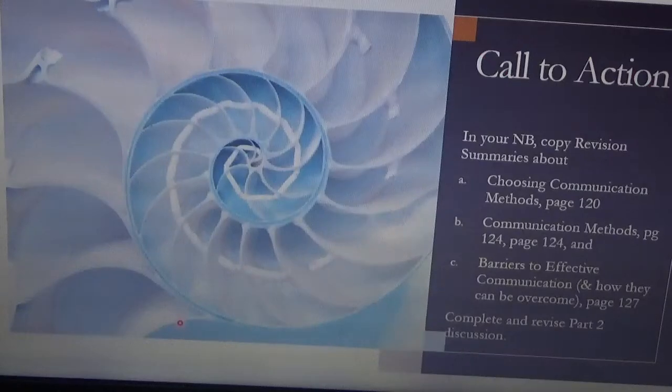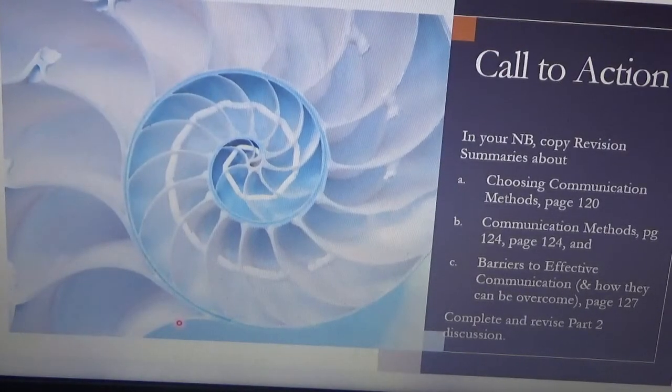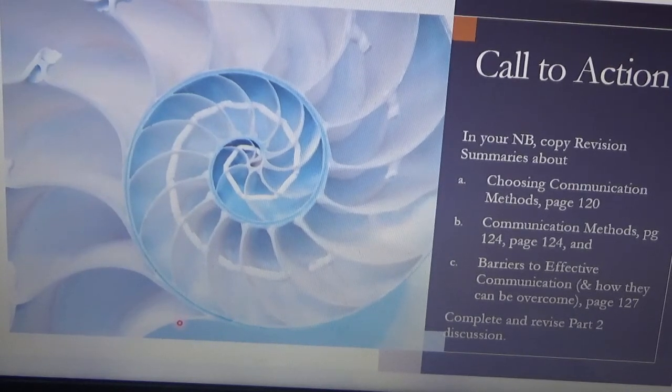Okay, so we have here on the same page 127 in your textbook another revision summary based on this particular topic, the barriers to effective communication. When you copy this in your copybook or notebook, you will be able to be very familiar with the terms we have used in discussing this particular topic, the barriers to effective communication. Okay, so in your notebook, another reminder, this slide will remind you to copy the revision summaries about choosing communication methods on page 120, communication methods on page 124, and barriers to effective communication and how they can be overcome on page 127.